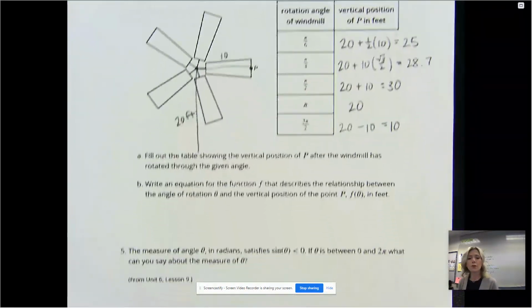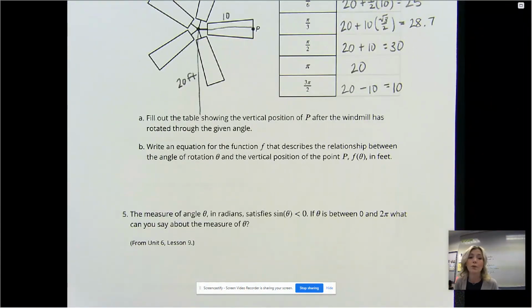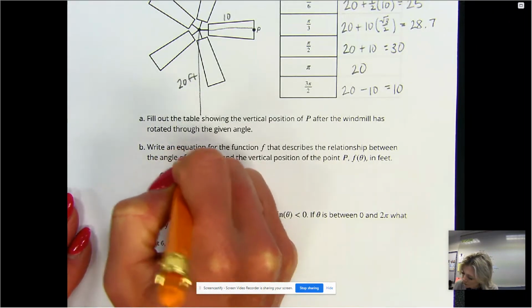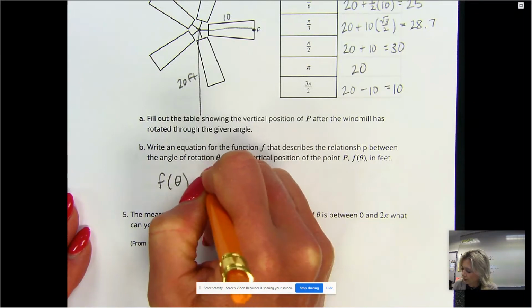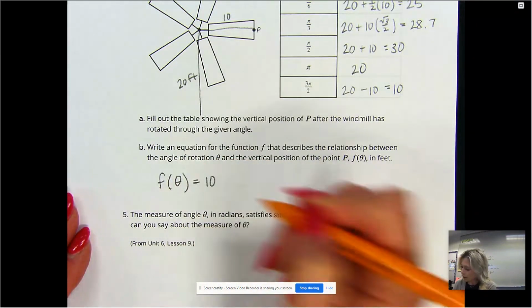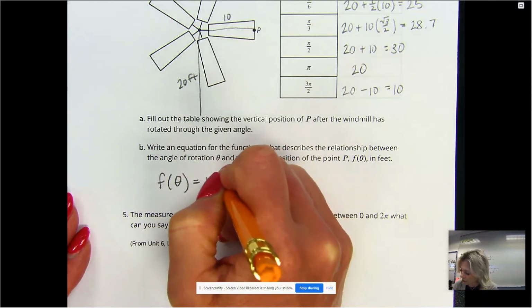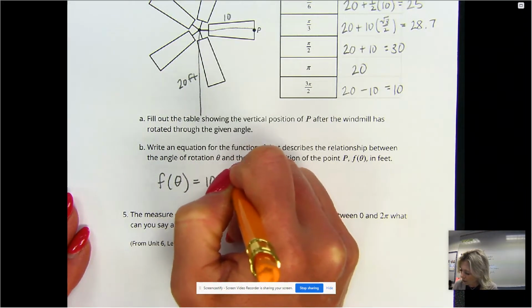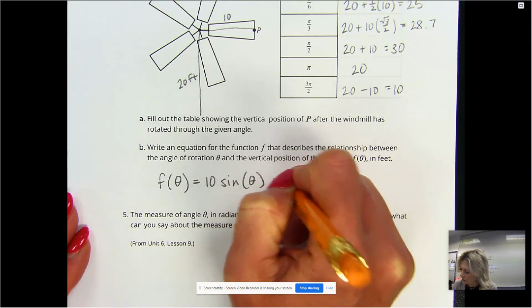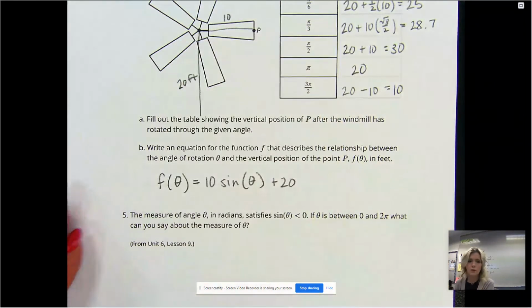Okay, write an equation for the function that describes the relationship between the angle of rotation theta and the vertical position of the point P. So f of theta in feet. So we have an amplitude of 10, that's the length of the blade. And then we were looking at the height, which is the sine function. So 10 times the sine of theta plus the 20, because it's 20 feet off the ground.